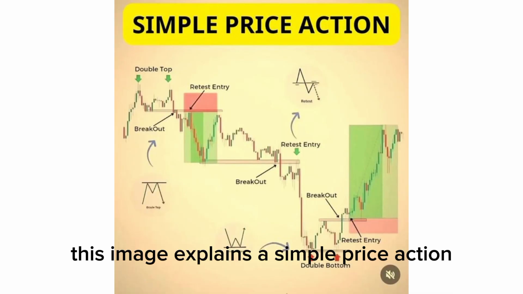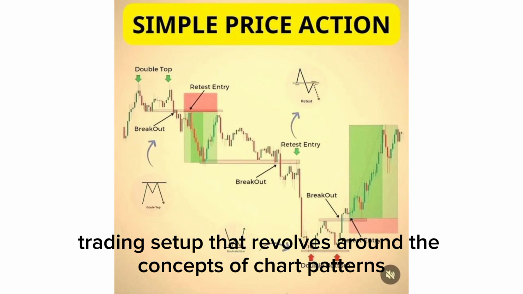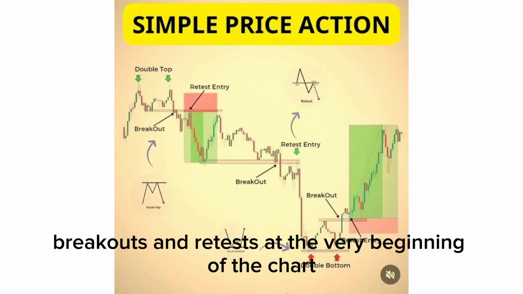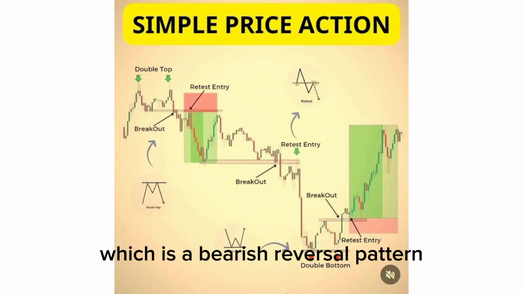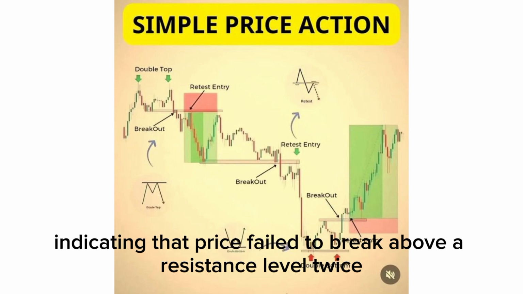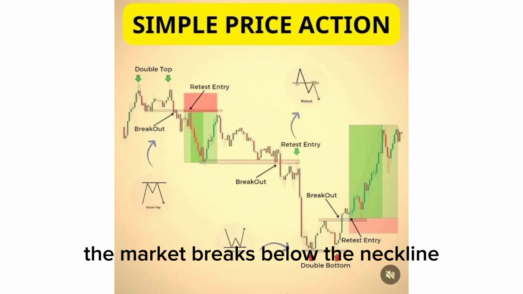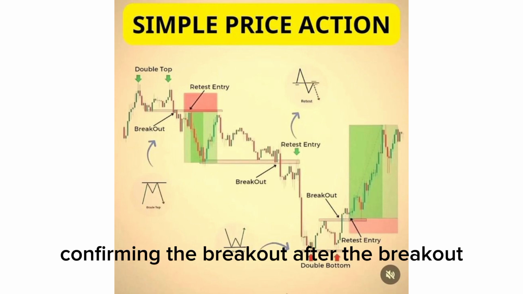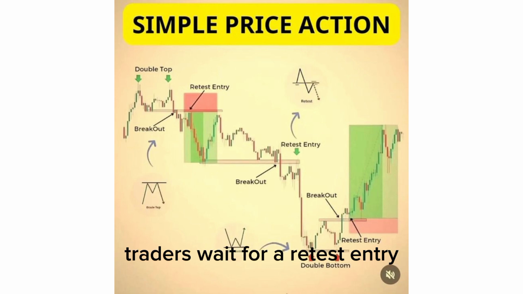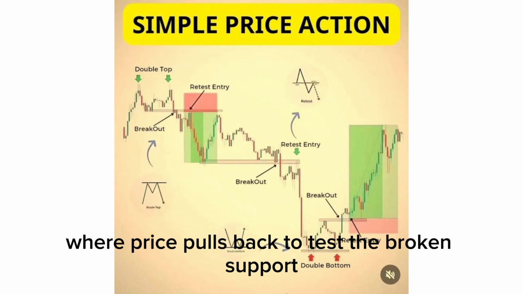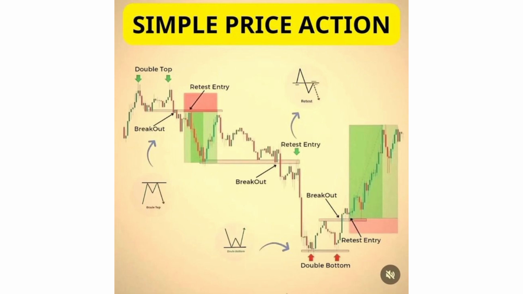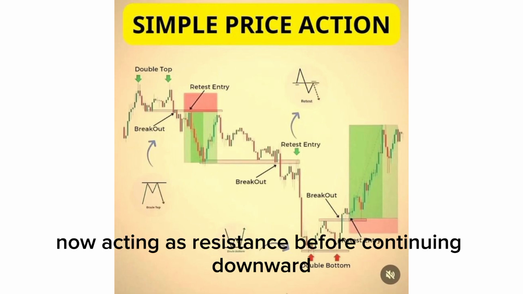This image explains a simple price action trading setup that revolves around the concepts of chart patterns, breakouts, and retests. At the very beginning of the chart, we see a double top formation, which is a bearish reversal pattern indicating that price failed to break above a resistance level twice. Once the second top is formed, the market breaks below the neckline, confirming the breakout. After the breakout, instead of entering immediately, traders wait for a retest entry, where price pulls back to test the broken support, now acting as resistance before continuing downward.